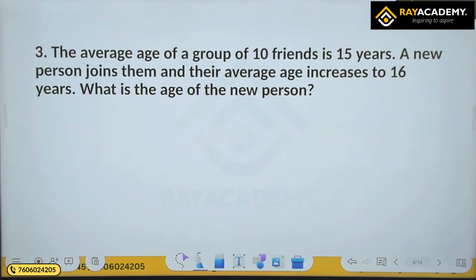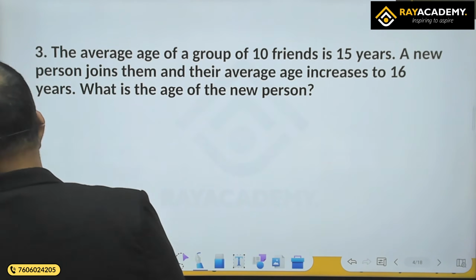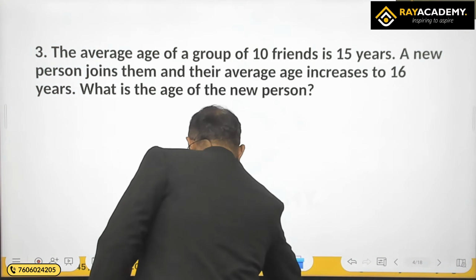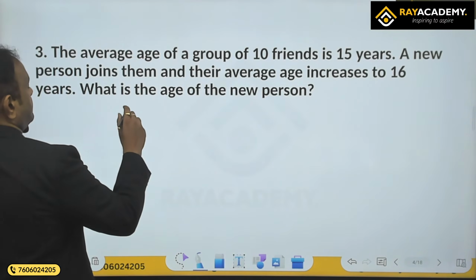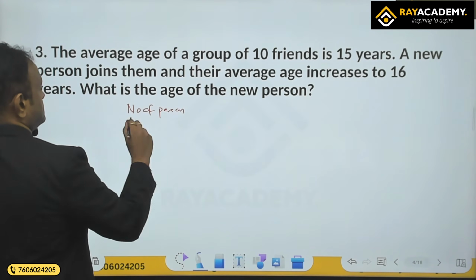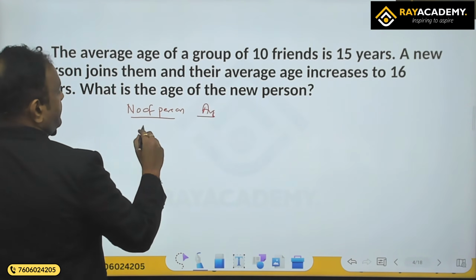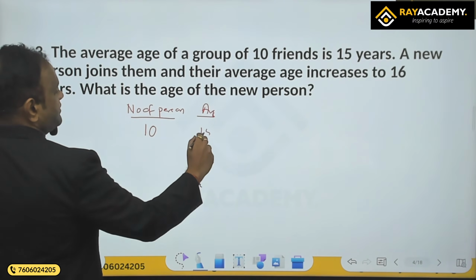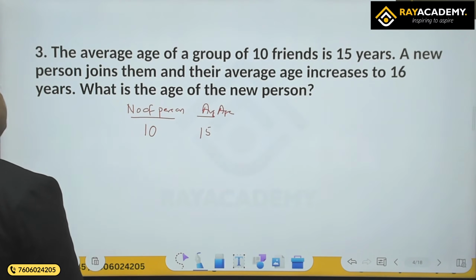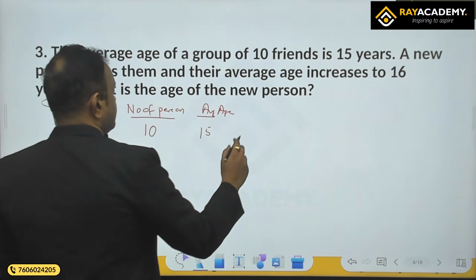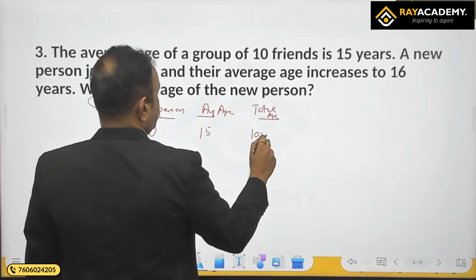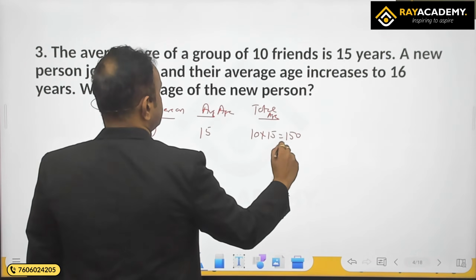Okay, so the average age of a group of 10 friends is 15 years. So let us write what is given. Number of persons is 10, average age is 15 years. A new person joins them and their average age increases to 16 years. So what is the total age? 10 multiplied with 15, that is 150 years.